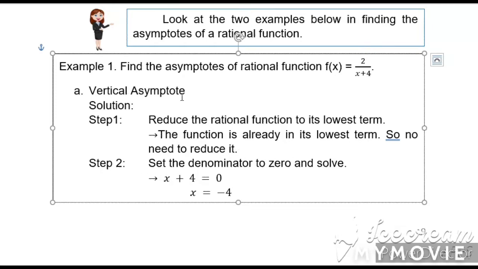So to find the vertical asymptote, you just solve the denominator. So x plus 4 set equal to 0. So transpose: positive 4 becomes negative 4. Therefore, x equals negative 4.